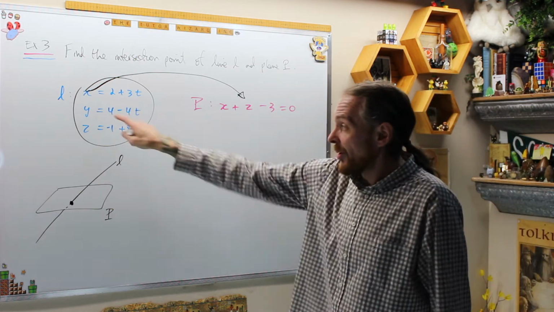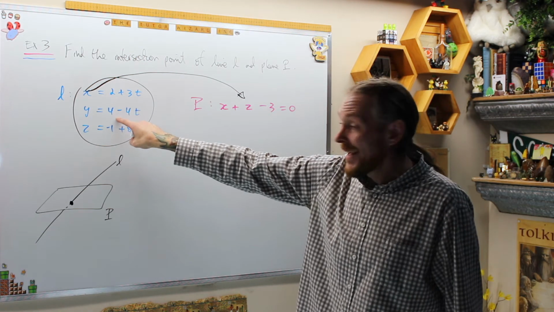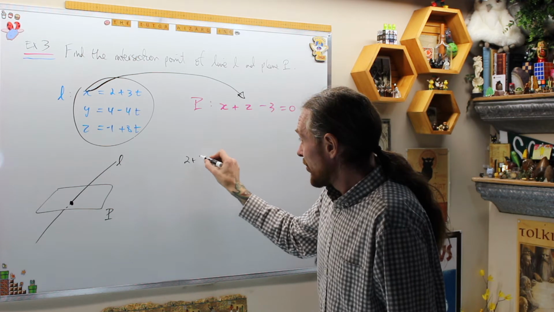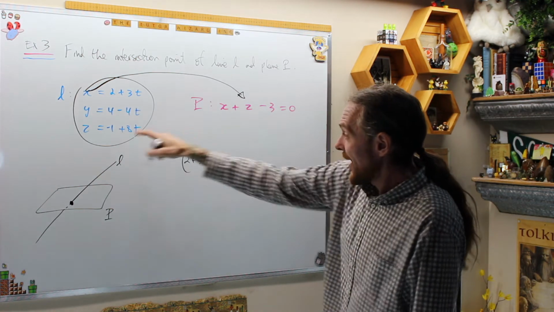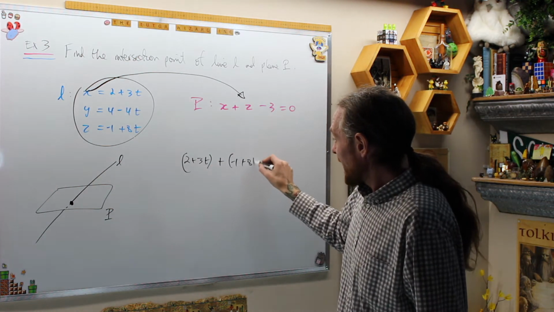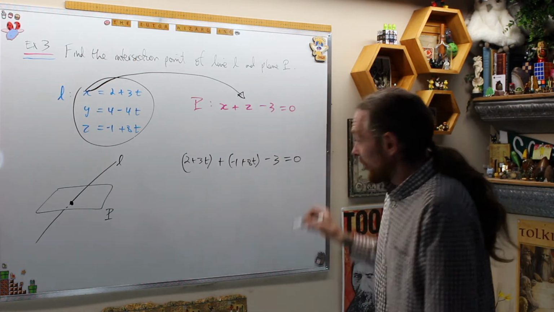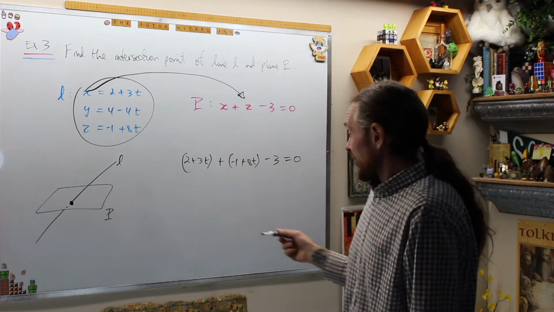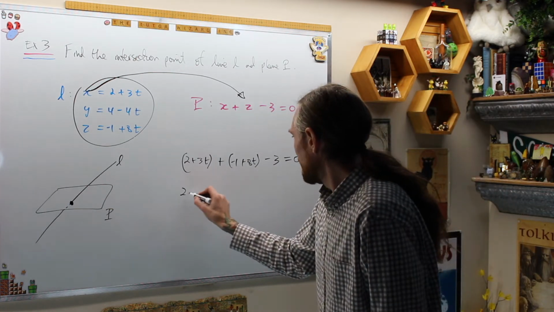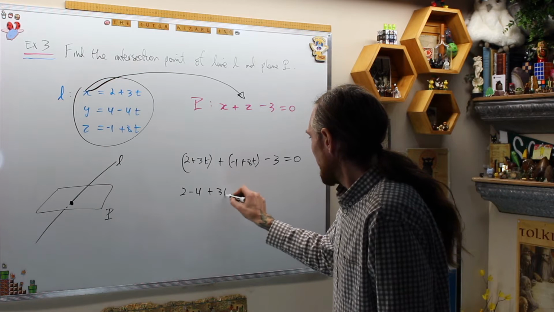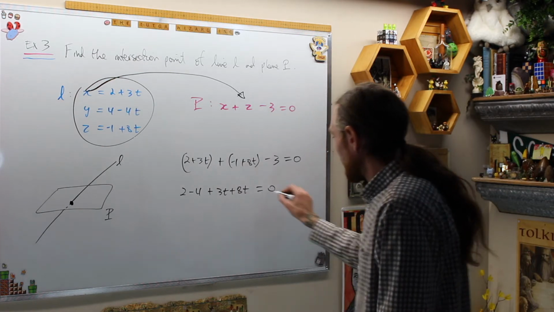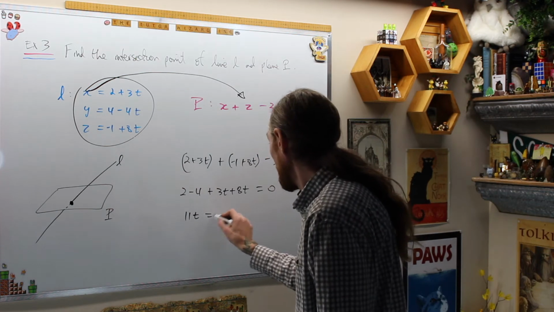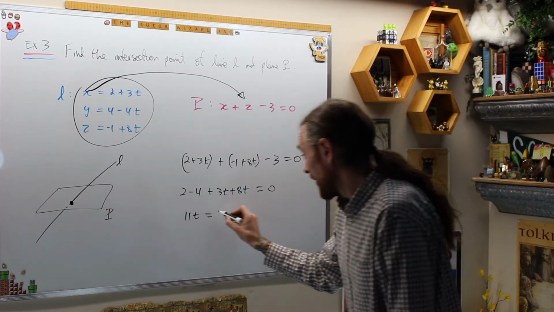So step 1, put the parametric equations of the line into the general form of the plane. This says that x, which is 2 plus 3t, plus z, which is negative 1 plus 8t, minus 3 equals 0. Now I have one equation and one unknown t. What am I going to do? Group like terms. I have 2 minus 4 plus 3t plus 8t equals 0. So that's going to give me 11t equals, this is negative 2, I bring it over, 2.